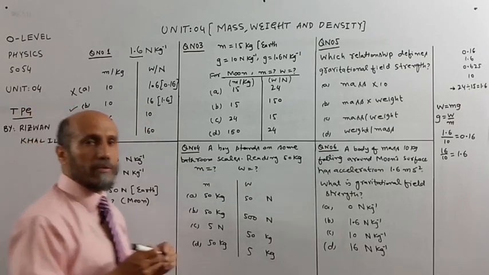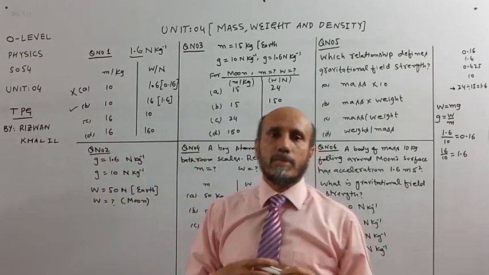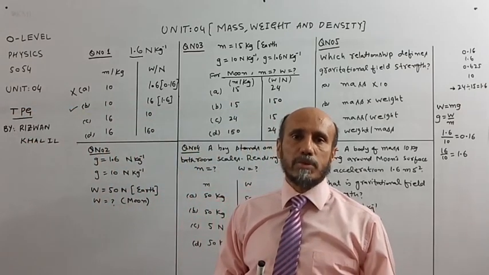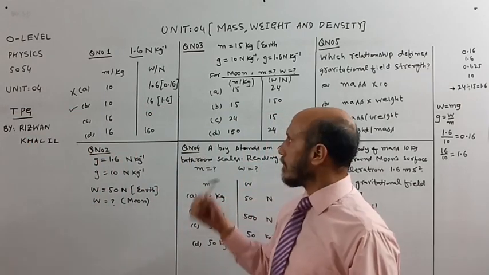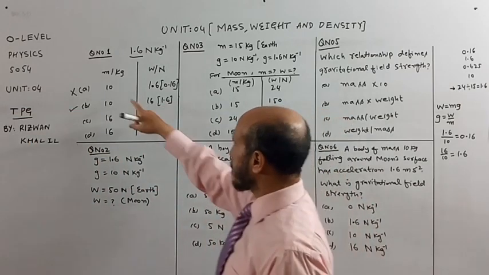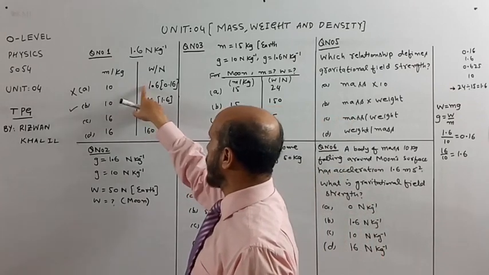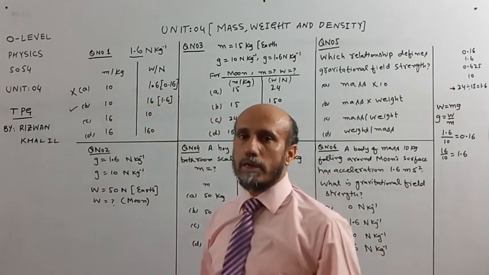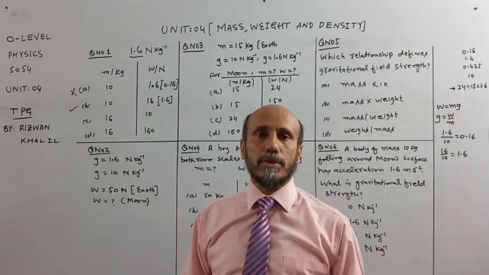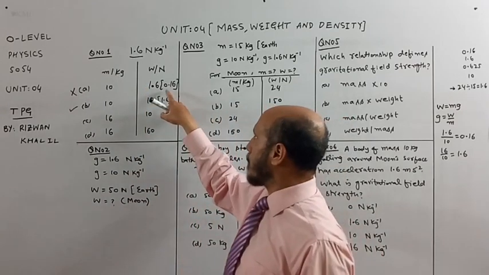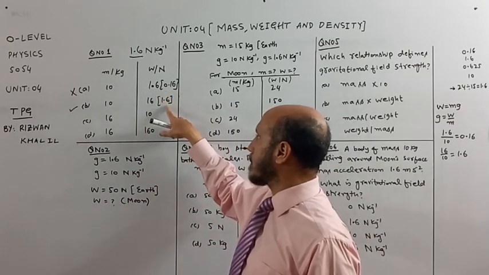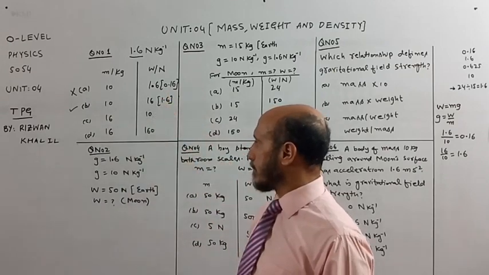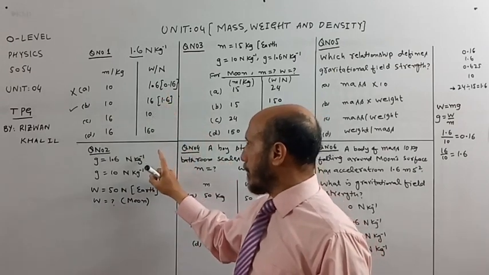Again look, what we have to do, we have to calculate the value of gravitational field strength for each option. Mass is given, weight is given. Formula was W is equals to mg, g is equals to W over m. First option 0.16 and second was 1.6 straight away. Question number 2.